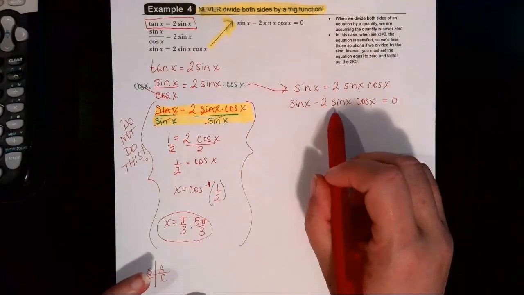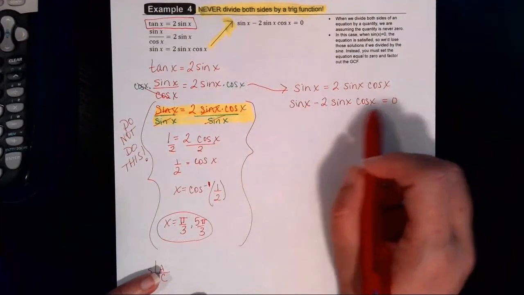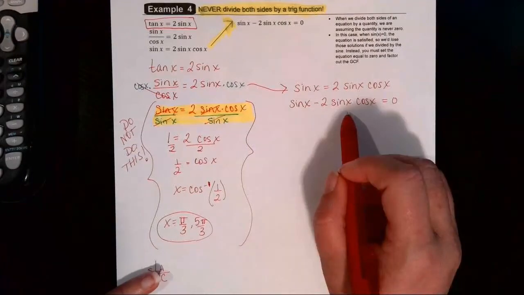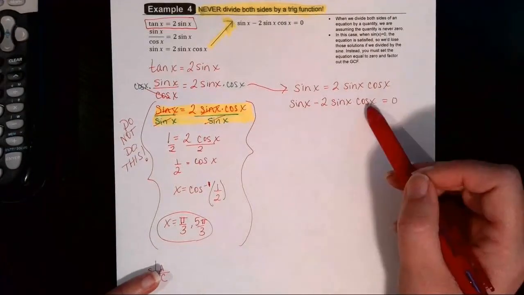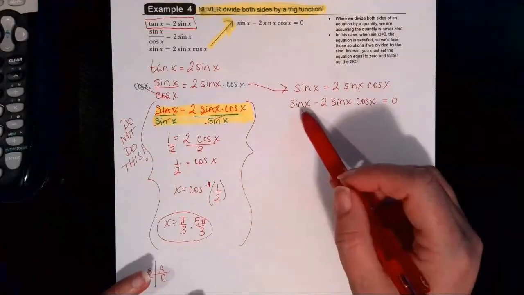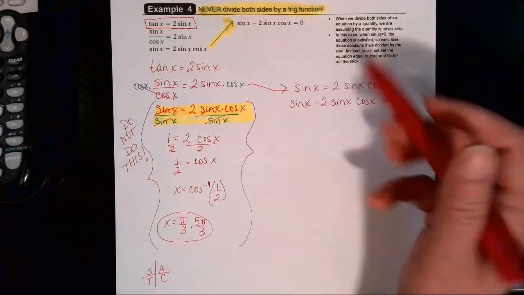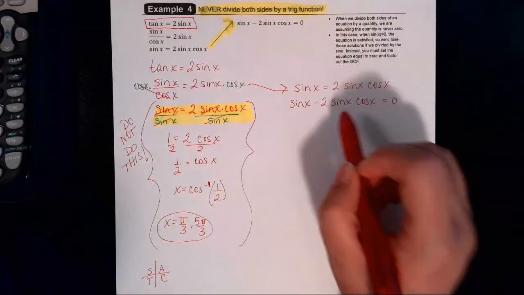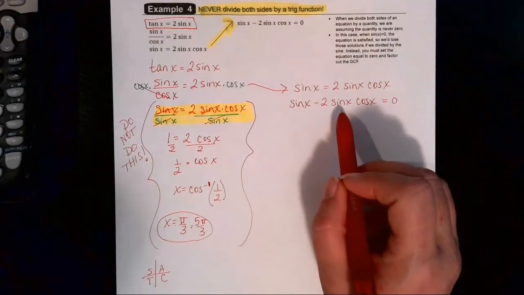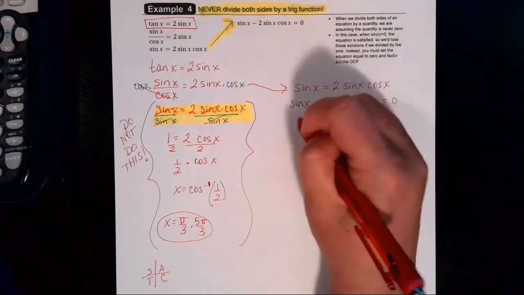Now there's no force on this earth that is going to get us to put that equation in all the same trig function, right? There are no identities that we can pull out of our hat that are going to make this all sines or all cosines. We're just going to have to live with the fact that there's sines and cosines mixed together. And that's okay, because in this particular problem, there's a sine of x in each term of this binomial, which means we can go ahead and factor that out to the front like a GCF.